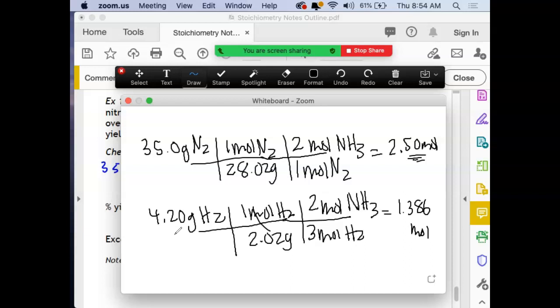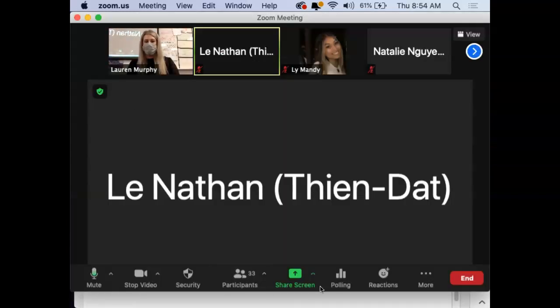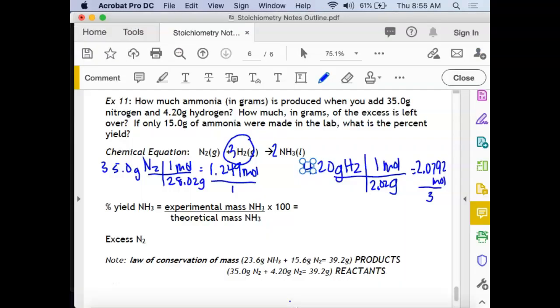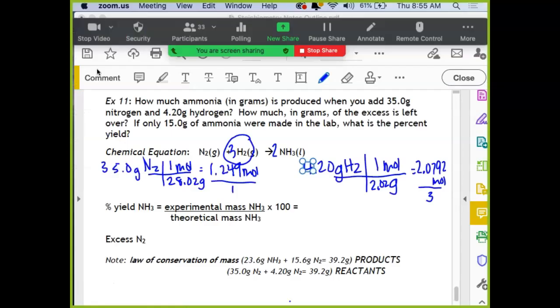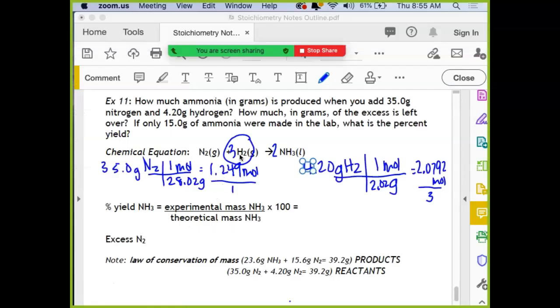So you do whichever one you feel most comfortable with. They didn't ask for moles though, right? They asked for grams. So to find the grams of ammonia, who are we going to use? We're going to use hydrogen. Why? It's my limiting reactant, so it's going to run out first.